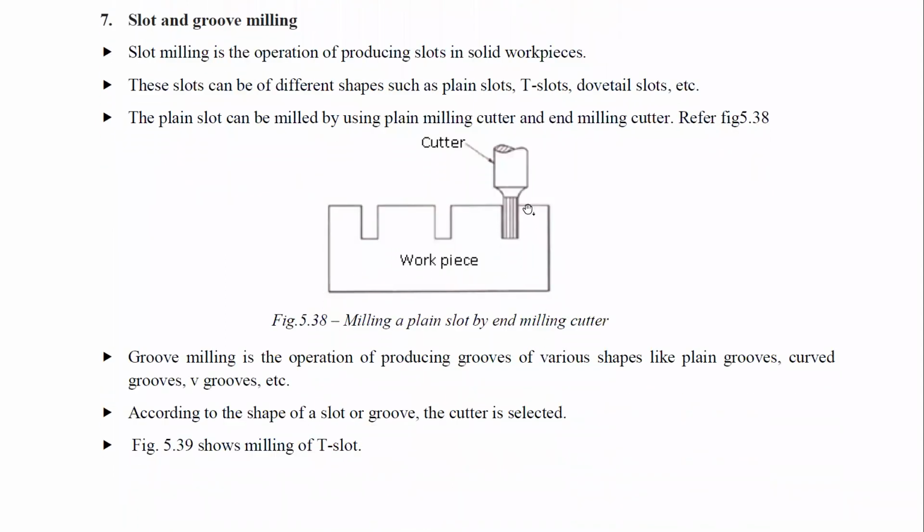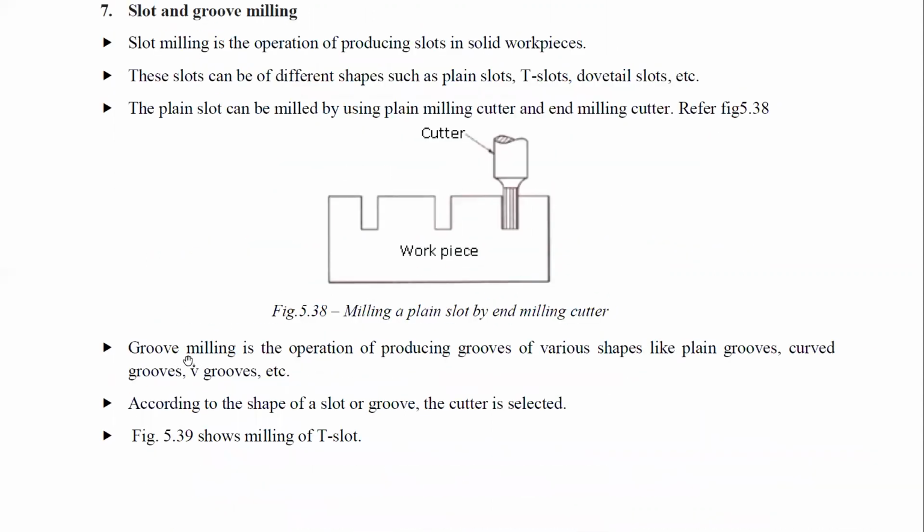Slot or groove milling. Slot milling is the operation of producing slots in a solid workpiece. These slots can be of different shapes such as plain slot, T-slot, dovetail slot. A plain slot can be milled by using a plain milling cutter or an end milling cutter. Groove milling is the operation of producing grooves of various shapes like plain groove, curved groove, V groove. According to the shape of the slot or groove, the cutter is selected.